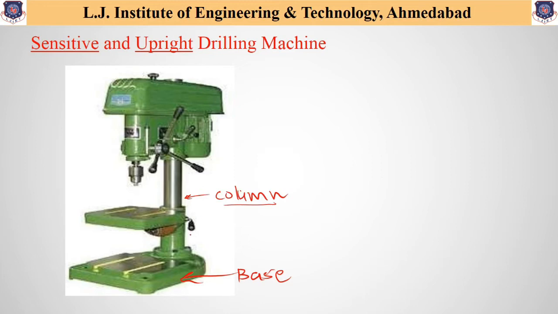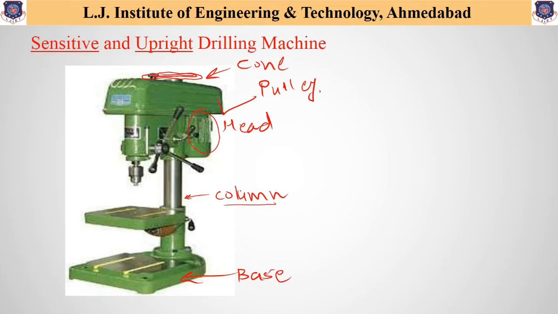Next, above this vertical column at the top, the motor assembly is provided, and this motor end is connected through the belt drive over here to the main spindle rotation. So this column at its top consists of the head assembly, and this top portion is called the head. Similarly, over here there is the connection of different cone pulleys with the help of the V-belt drive to the main spindle.